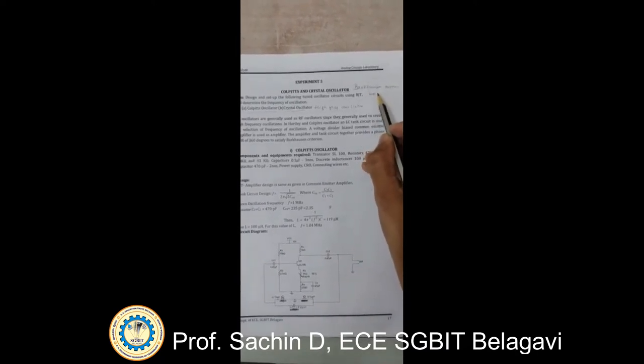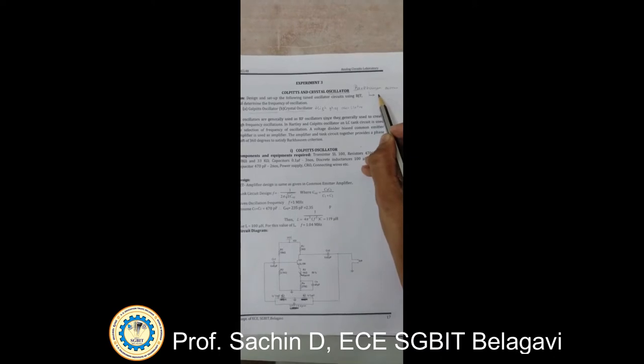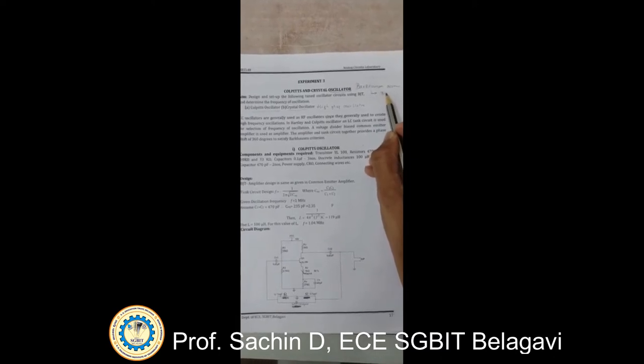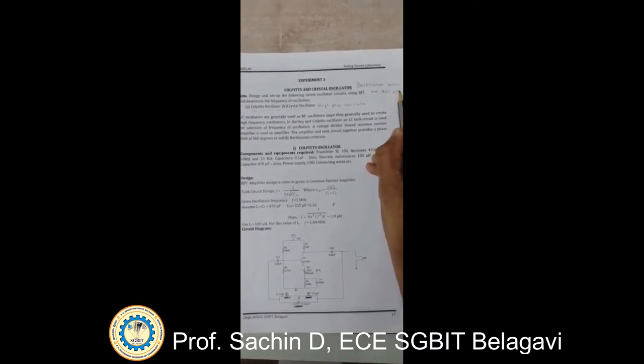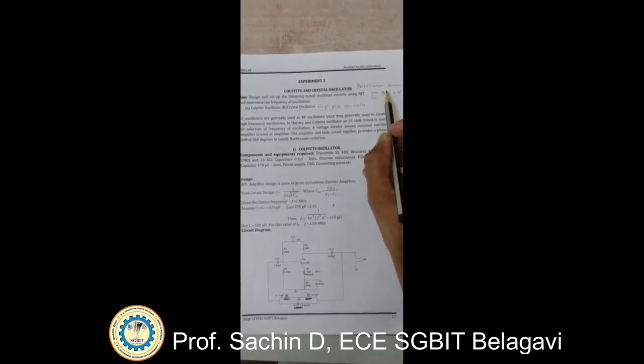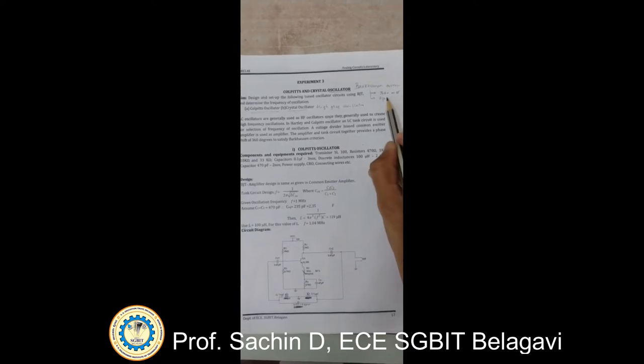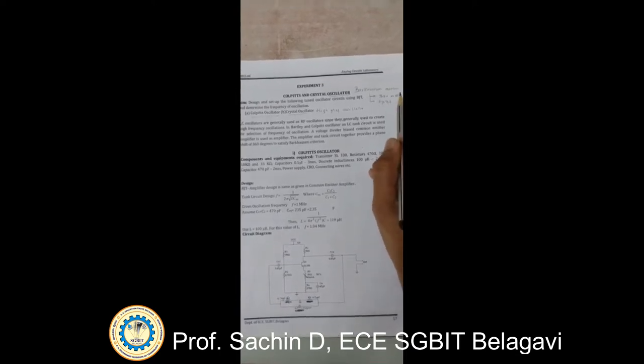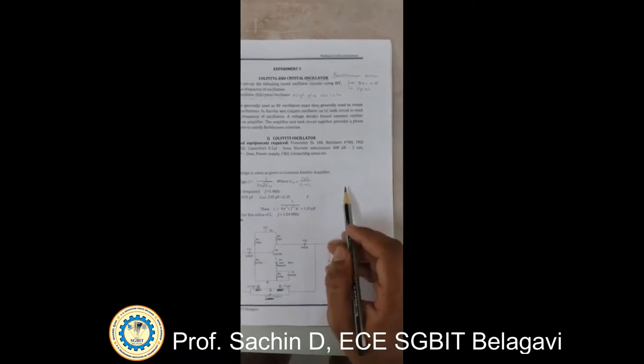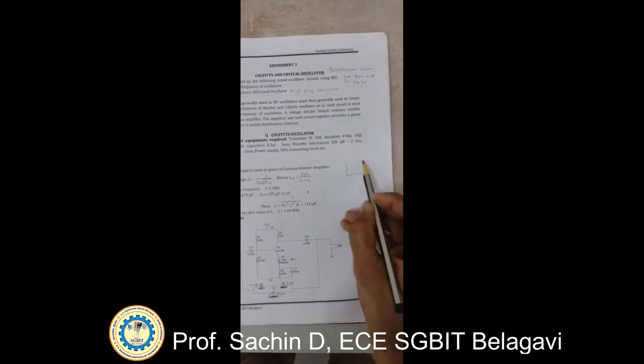as per the Barkhausen criteria, the phase shift along the loop should be 360 degrees or 0 degrees. Another statement of the Barkhausen criteria is that the loop gain A beta should be greater than or equal to 1. So as per the Barkhausen criteria, this is my amplifier.